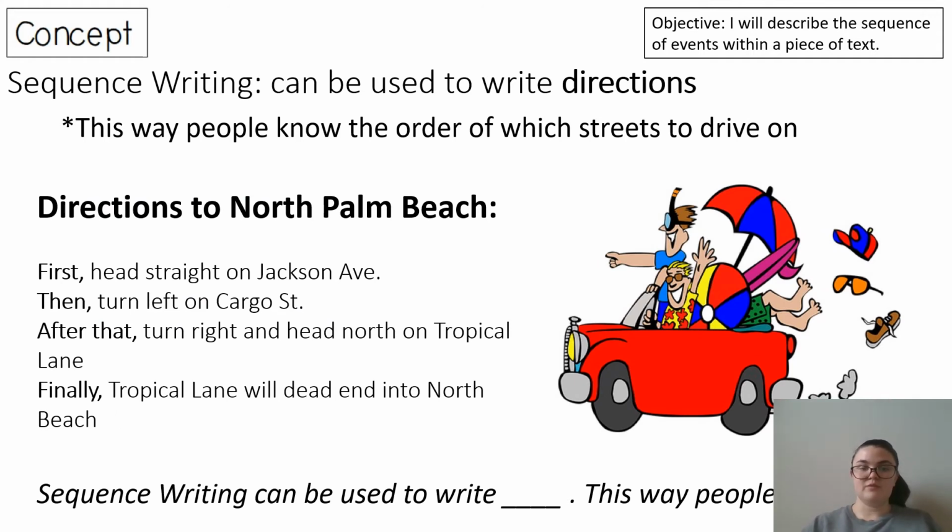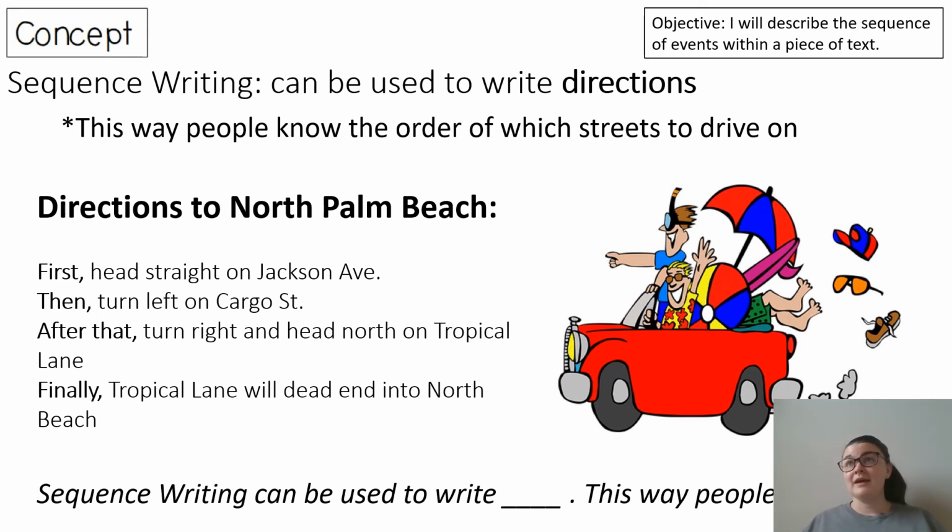We're going to be talking more about sequence writing. Sequence writing can be used to write directions. This way people know the order in which streets to drive on. So if your mom or dad were going to take you to the beach, they might ask someone for directions, or they might look directions up on their maps, right? It would be really important though that they would read that map in order.